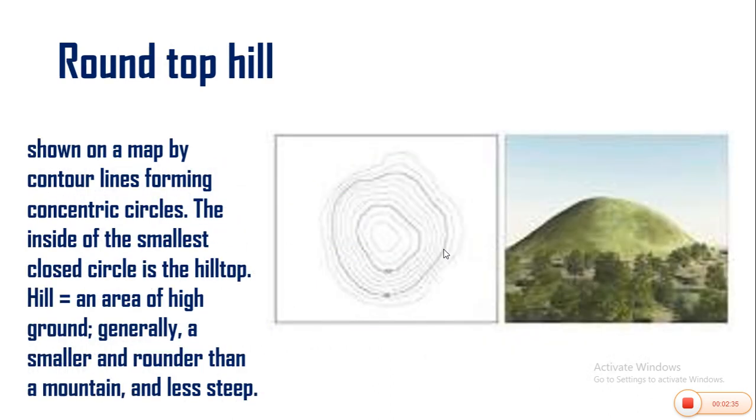Let's look at another feature, the round top hill. The round top hill is shown on a map by contour lines forming concentric circles. The inside of the smallest closed circle is the hill top. If you look at this picture very well, this image is not too clear, but the inside is the hill top. This is how the round top hill is represented on a topographical map. Generally it is smaller and rounder than a mountain, and it is less steep. This is what a round top hill looks like naturally, and this is how it is represented on a topographical map.